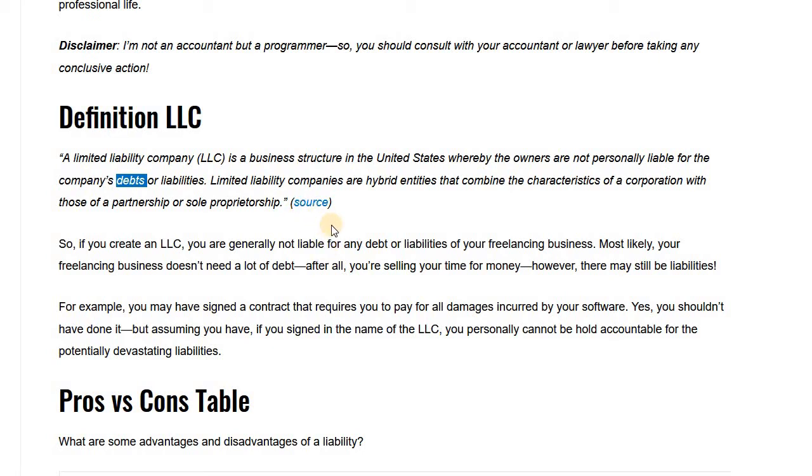You can have your own assets, and you also can have a company. And if the company fails, if the company becomes bankrupt, then you still own your personal assets.